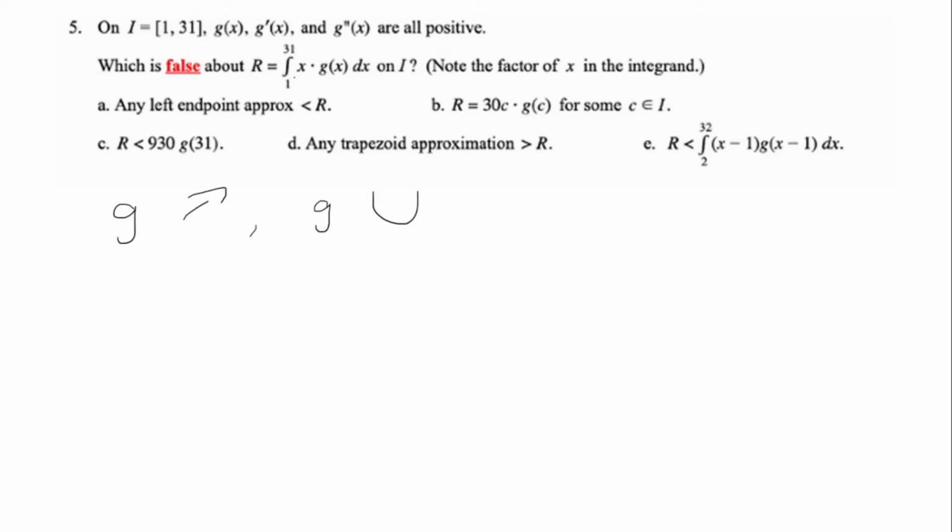Okay. But now we have to consider the function x times g of x. So let's just call that f of x. What can we say about f prime of x? Well, in order to find f prime of x, we have to take the derivative of x times g of x. So we have to use the product rule. The derivative of x is 1 times g of x. And then we're going to take the derivative of g of x times x.